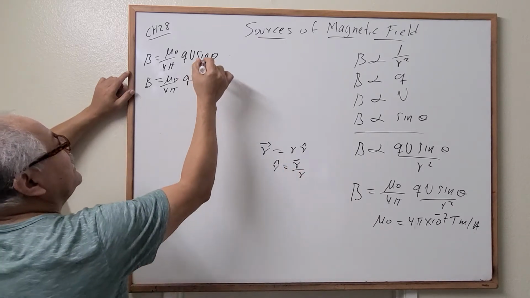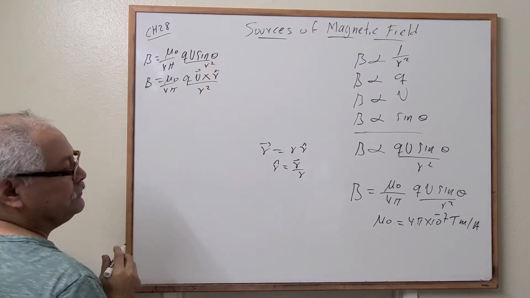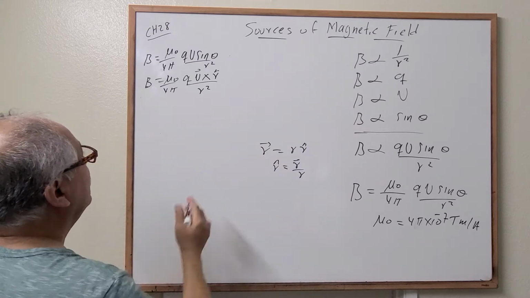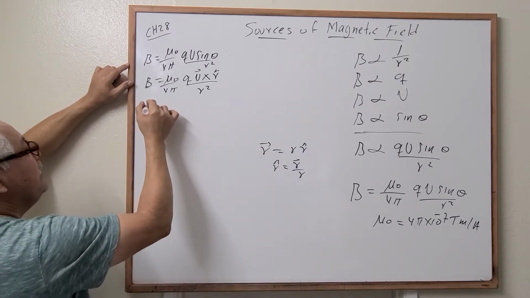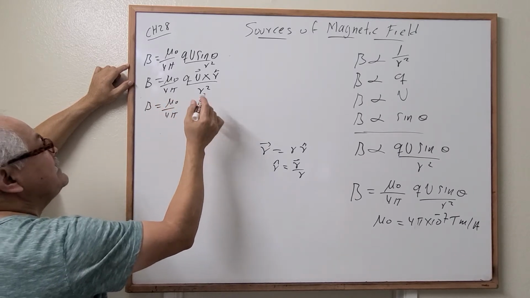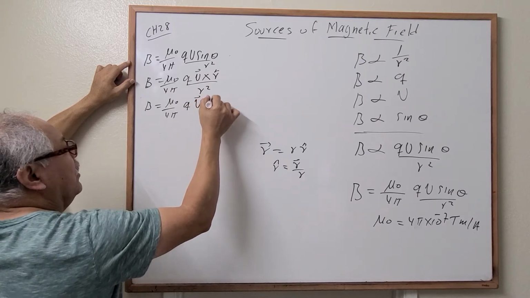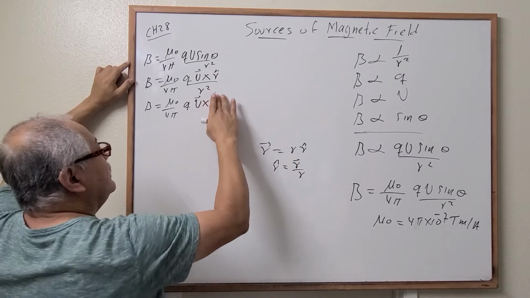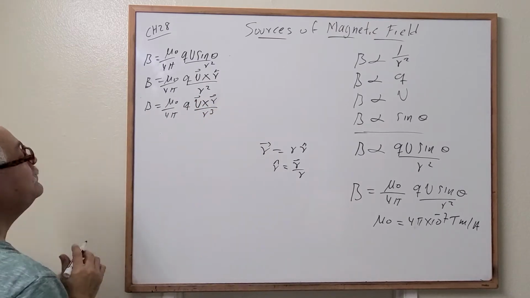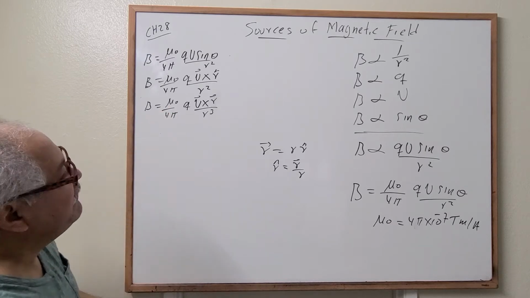I forgot something right here. It's going to be r squared, correct? This is the equation right here. Perfect. And then we can also represent this equation in this way: B equals mu naught over 4 pi times the charge and the cross product v cross r, with r as a vector, divided by r cubed. Perfect.